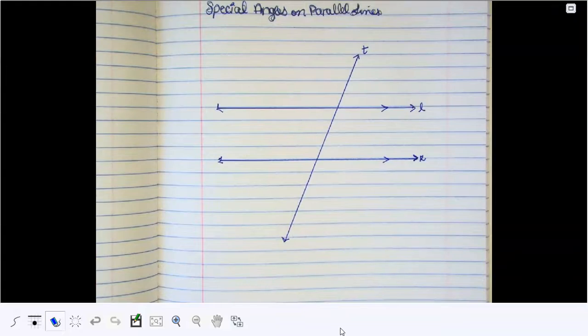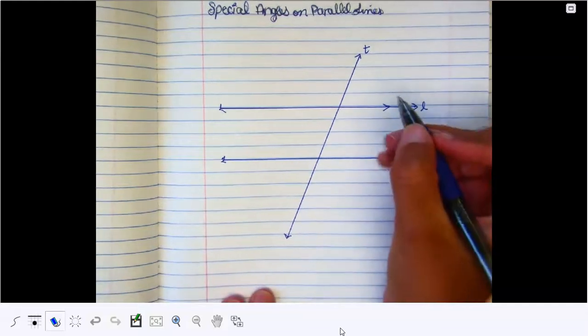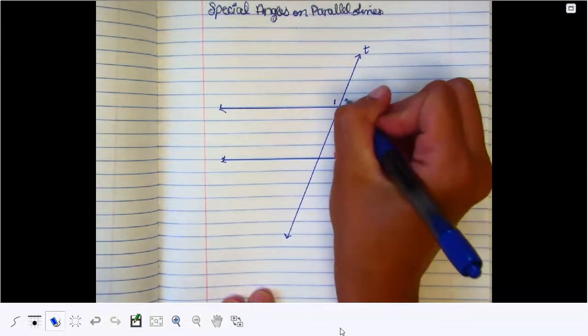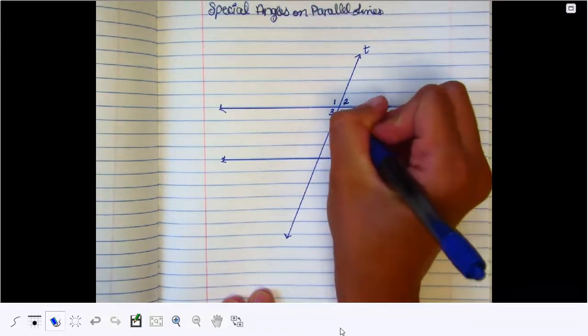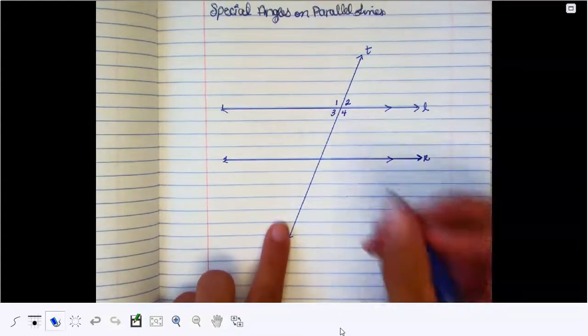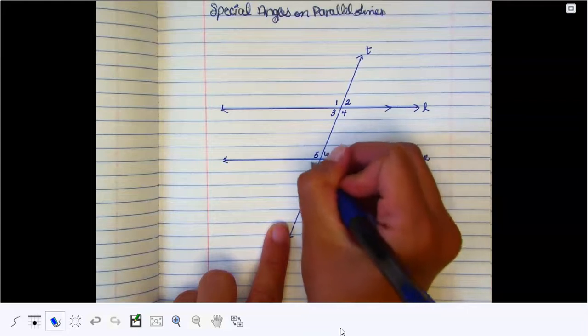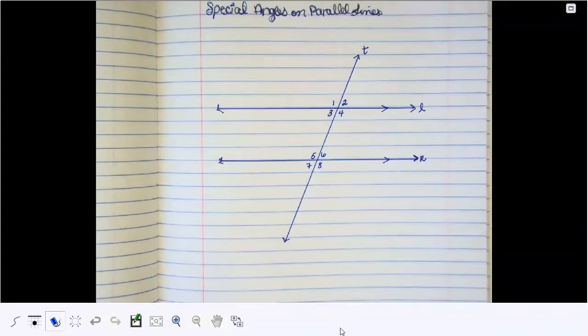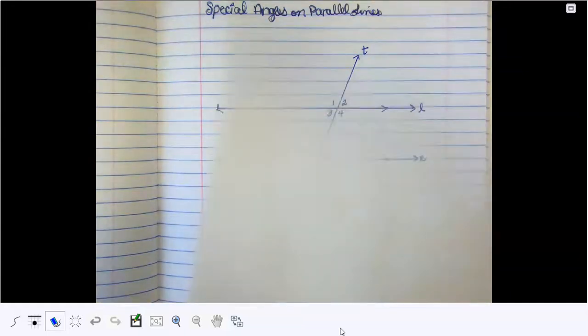So we learned this year that there were some really special properties that happened with these angles. So what I'm going to do is label the angles with just some numbers. So this is going to be the angles 1, 2, 3, and 4. And these angles will be 5, 6, 7, 8. So you can see that two parallel lines and a transversal create these 8 angles that will have some interesting properties associated with them. So let's remember what those properties were.